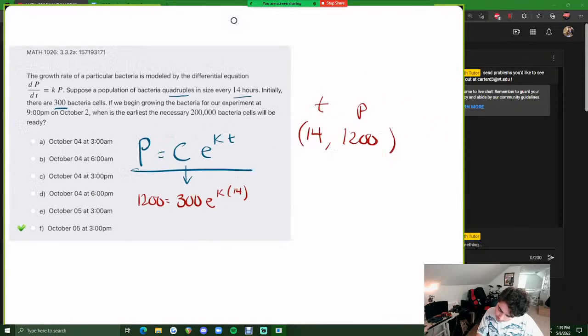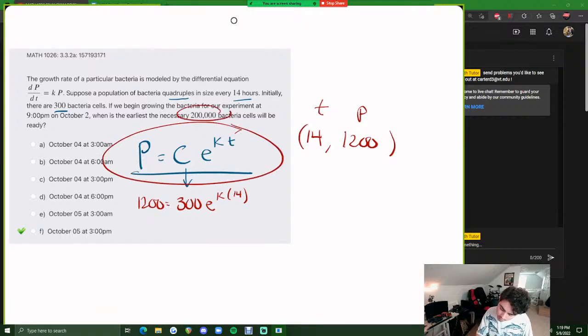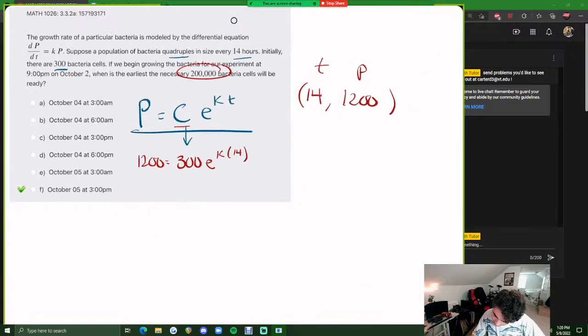Our goal here first is to solve for k. Once we have k, we'll plug things back into this. Namely, we'll plug in 200,000 for P. We know our C. We'll have found our k, and then our goal will be to solve for t. Once we have t, we'll use that to figure out the whole time and day situation.